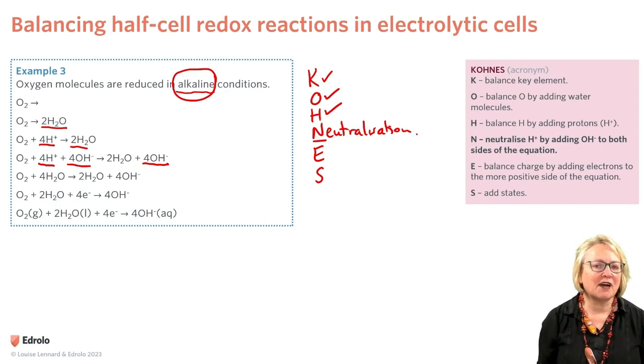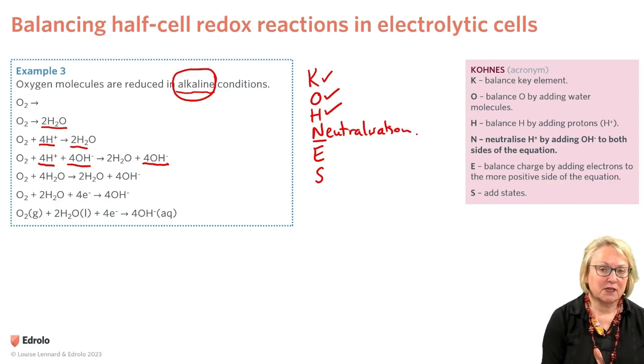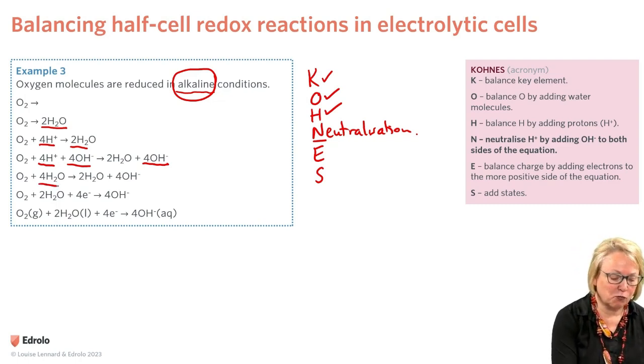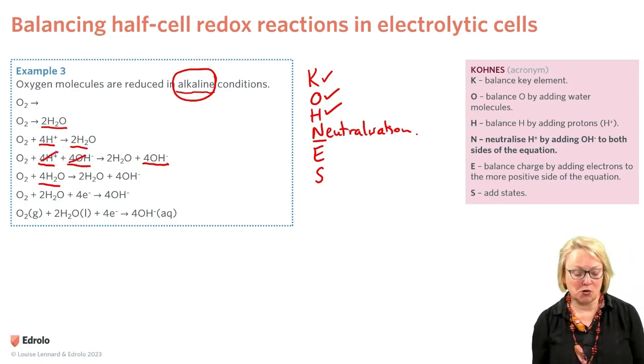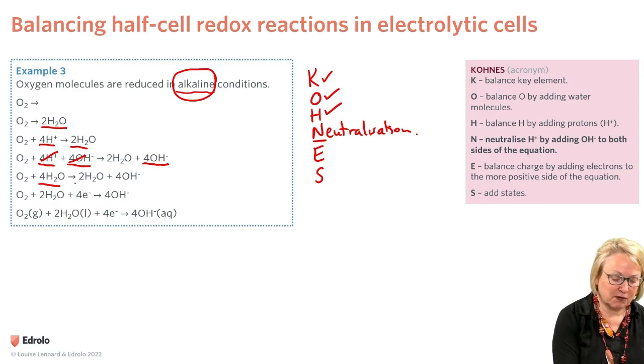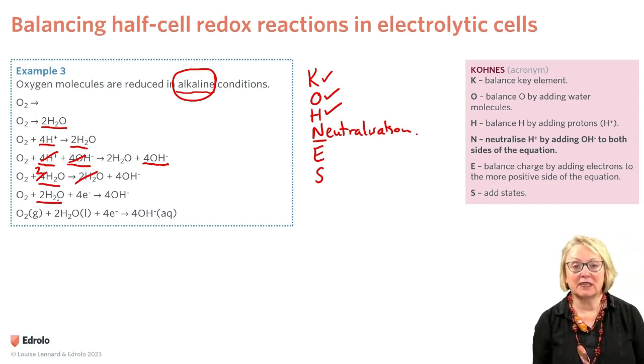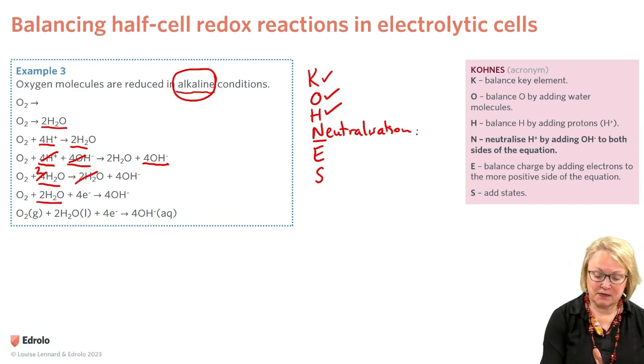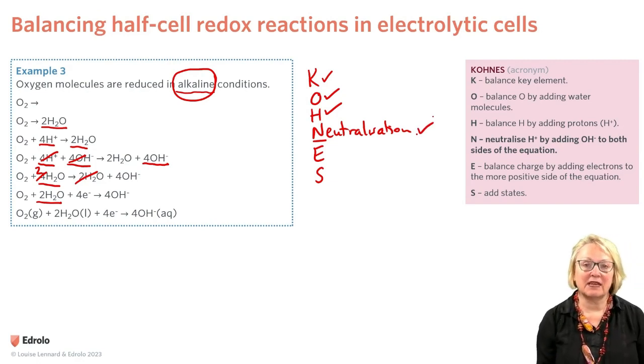Now, hydrogen ions and hydroxide ions will react to form water. So they'll cancel out, and we've got 4 waters. What we now have is water on the left side and water on the right side, so we need to simplify. If we cancel those out, then we've got 2 waters on the left side. So that's our neutralisation, adding the hydroxide ions to form water.